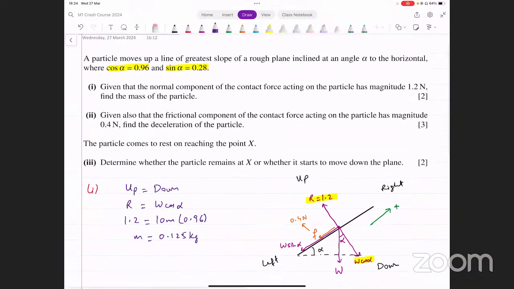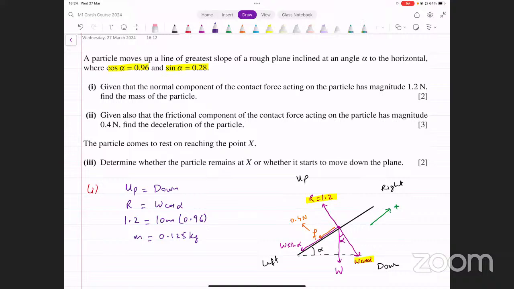Now it says the particle comes to rest on reaching the point X. So there's some point X that this particle reaches, and at that point, this particle comes to rest. Now, what does that mean? They're basically talking about instantaneous rest.